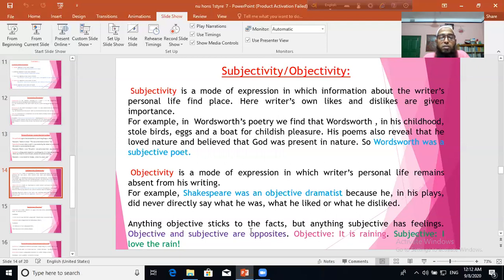Anything objective sticks to the facts. As you know, when a reporter or newscaster writes a report, that is objective writing. But anything subjective has feelings. Subjective means there are the feelings and emotions of the writer himself or herself. Objective and subjective are opposites. For example, if you say, "It is raining," that is an objective expression. But if you say, "I love the rain," that is subjective. So here your feelings and emotions have been added. Have you got it? Okay.